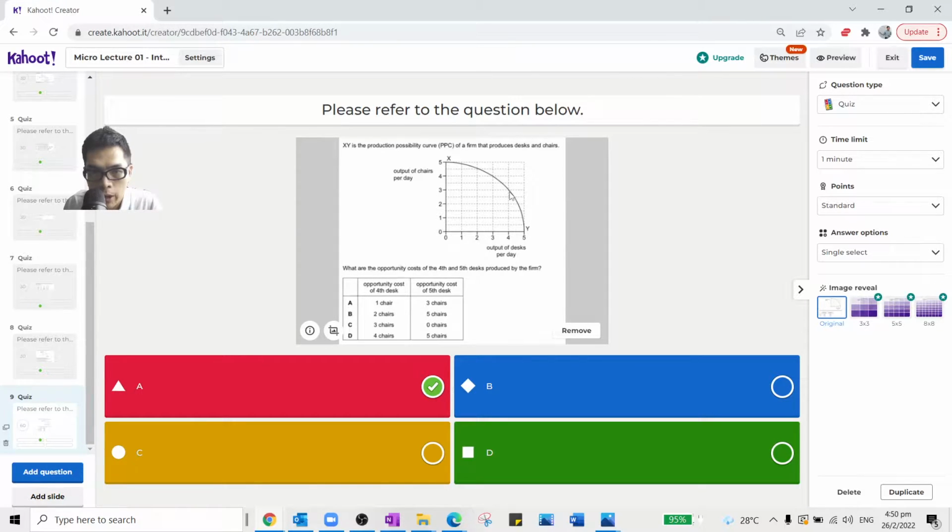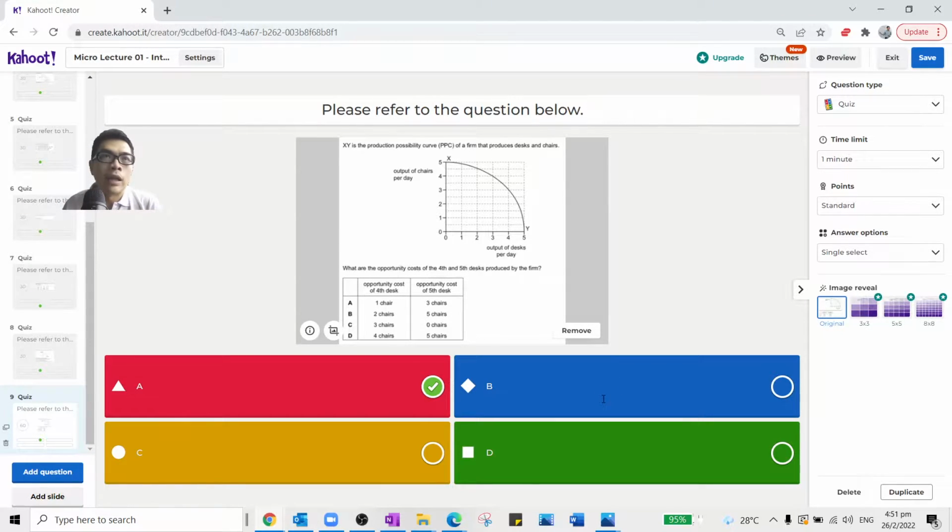Let me repeat. We're at this point. If we were to shift outwards, producing the 5th desk, we need to give up 3 chairs. So this is a very concise revision on opportunity cost.